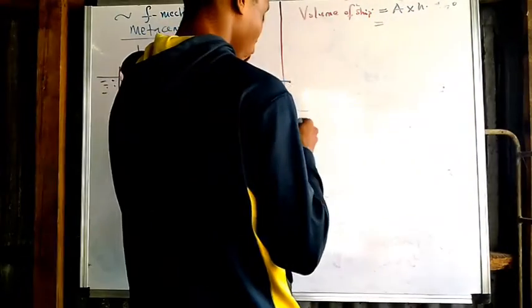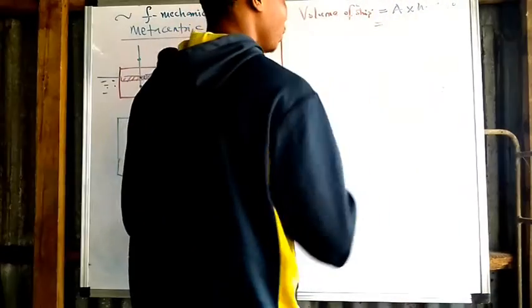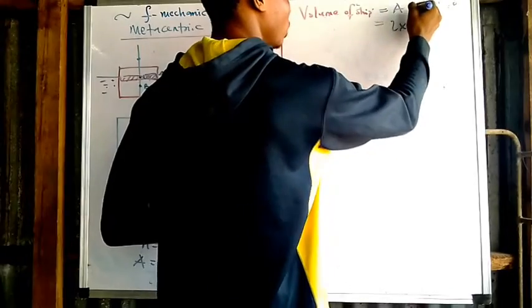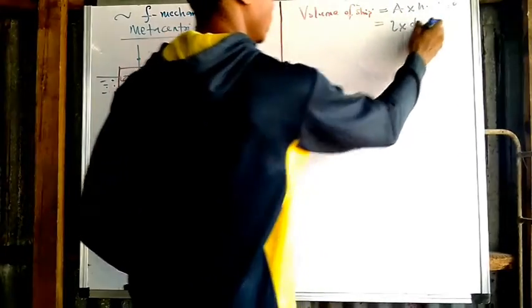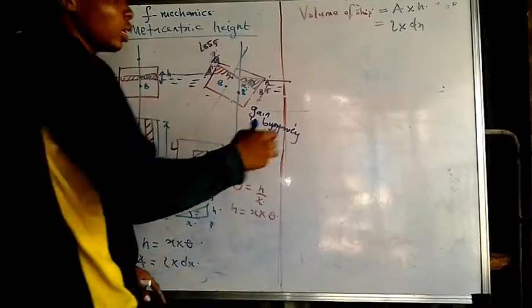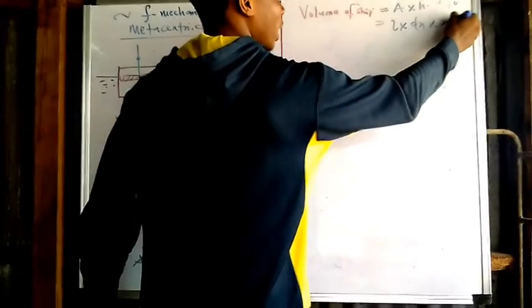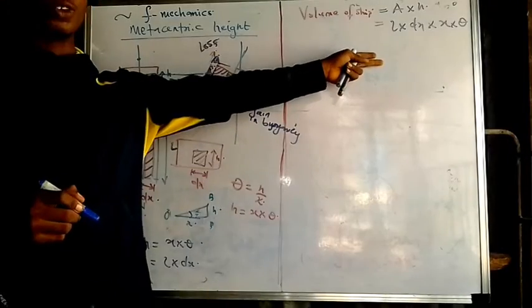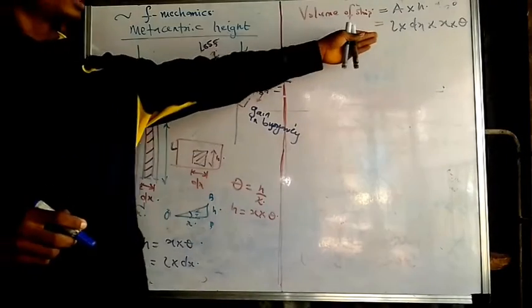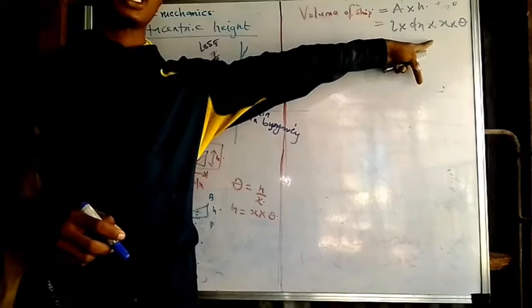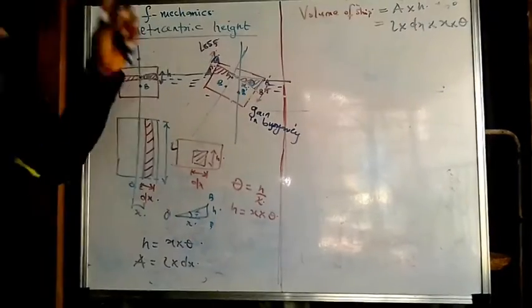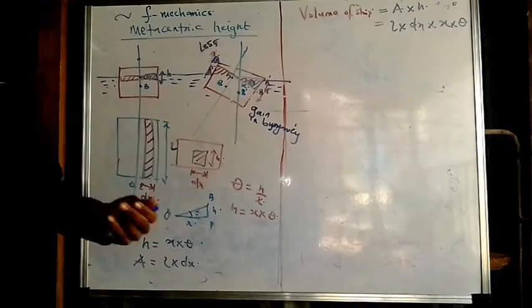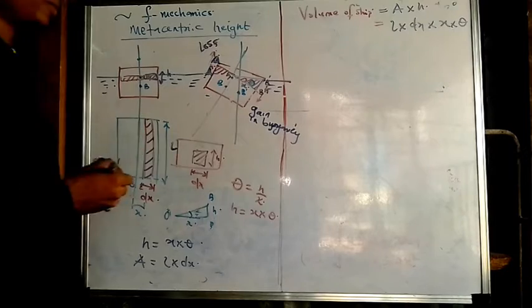The volume of my strip is equal to L times dx, that is my area, and the h is given as what? x times theta. So this is the volume of my strip, which is L times dx times x times theta. Now we have gotten the volume of my strip. So now let's calculate the weight of this particular strip.